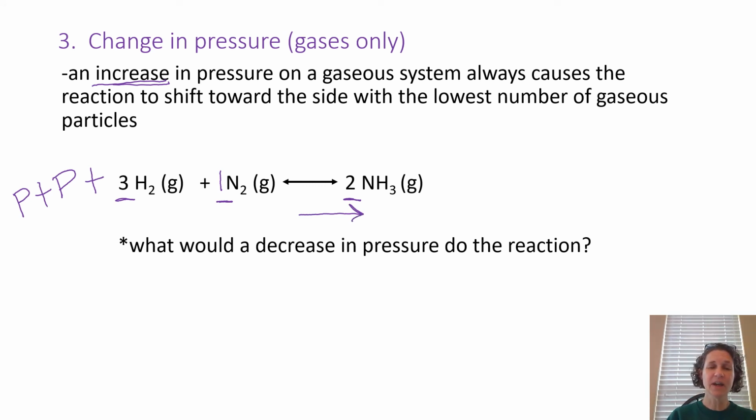Same thing if I came along and took away some of this pressure. So here is my original equation again, with my pressure on this side because it has 4 gas particles versus the 2. If I am decreasing the pressure, I'm taking that pressure away. And so in that case, it would shift towards the reactants in order to build back up to our original equilibrium conditions.